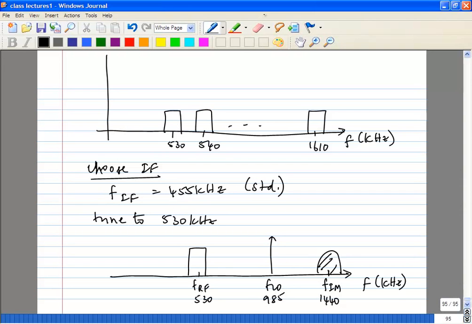Your FIF is going to be here, at 455. Now one thing you should remember: your 1440, it so happens, is a valid channel. So somebody else is probably transmitting on top of it, so you are definitely going to get something here.